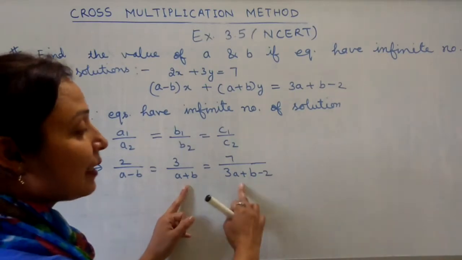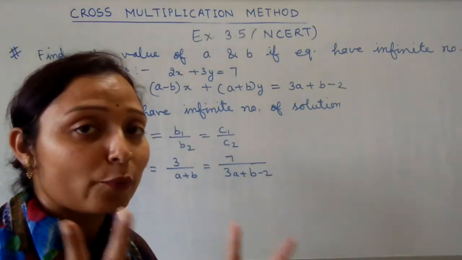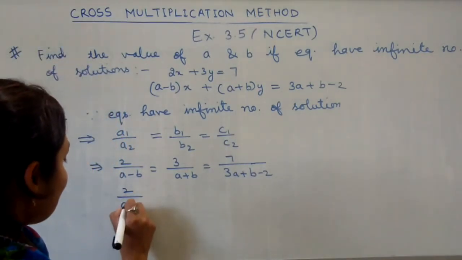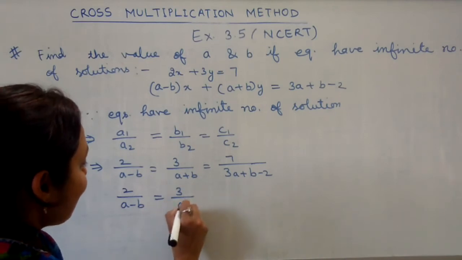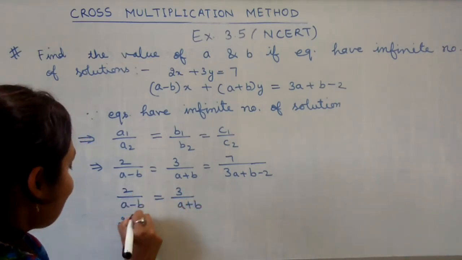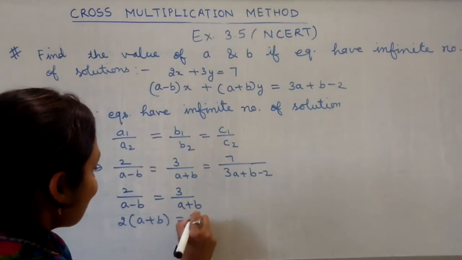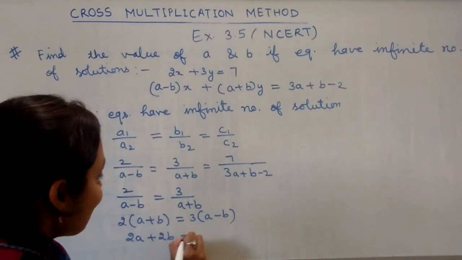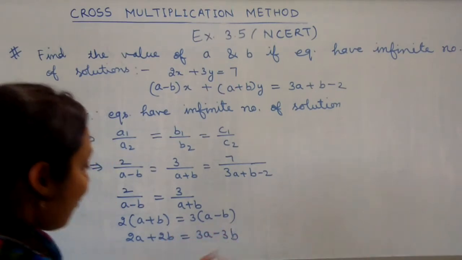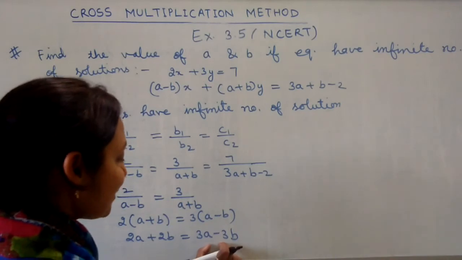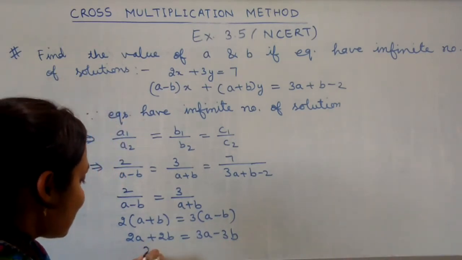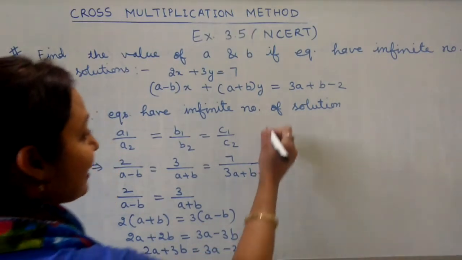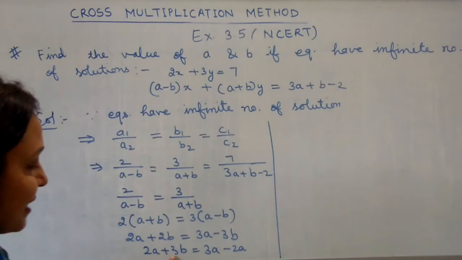For the solution of a and b, I will take the first and second terms to make one equation, and the second and third terms to make a second equation. By using those two equations, I will find the value of a and b. 2 upon (a minus b) is equal to 3 upon (a plus b). Take the cross multiplication: 2(a plus b) is equal to 3(a minus b). That gives 2a plus 2b is equal to 3a minus 3b. I will take a to one side and b to the other side: 2b plus 3b is equal to 3a minus 2a.